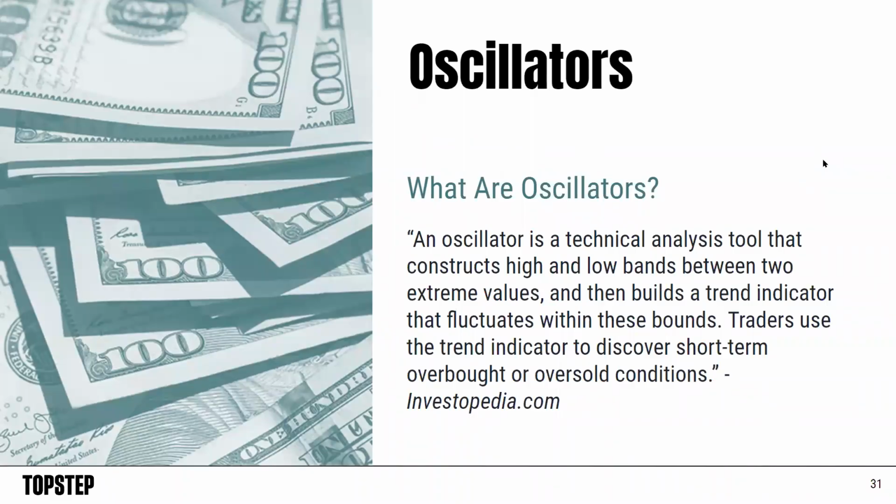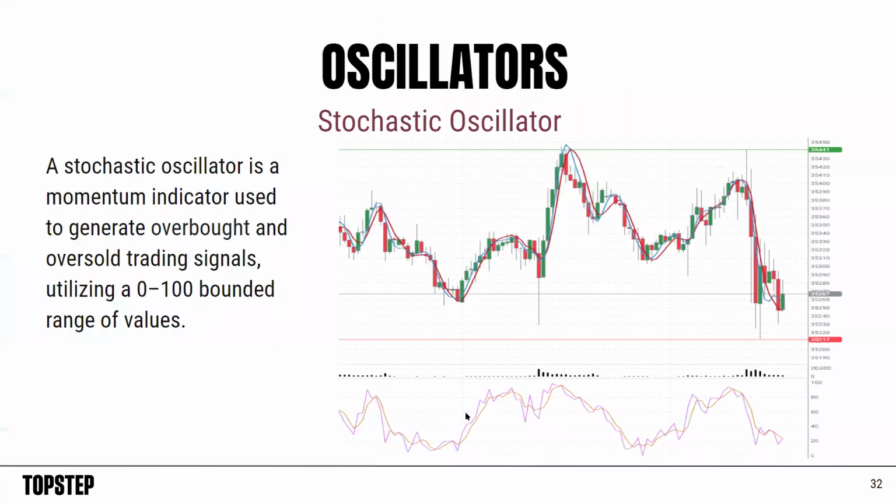Oscillators. I've had a love-hate thing with oscillators for a long time. It's a tool that constructs high and low bands between two extreme values and then builds a trend indicator that fluctuates within these bounds. Traders use the trend indicator to discover short-term overbought or oversold conditions, and that's right out of Investopedia. The stochastic oscillator, boy, that was hard to say, is a momentum indicator used to generate overbought and oversold signals using a 0 to 100 bounded range of values.